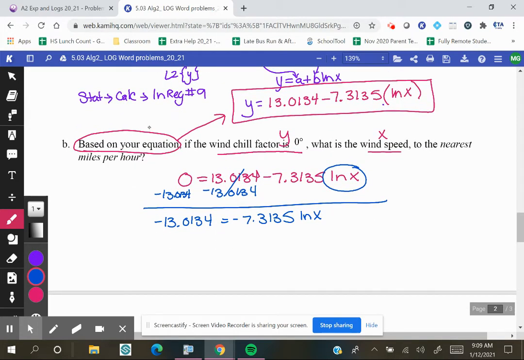Now, again, I need to get that ln of x by itself. So I'm going to divide by negative 7.3135. And that I'm going to do right in my calculator. So pause the video, take a moment to type that in to find what the ln of x will equal. And you should have gotten positive now since negative divided by a negative.